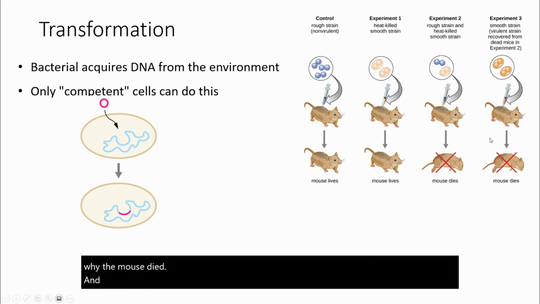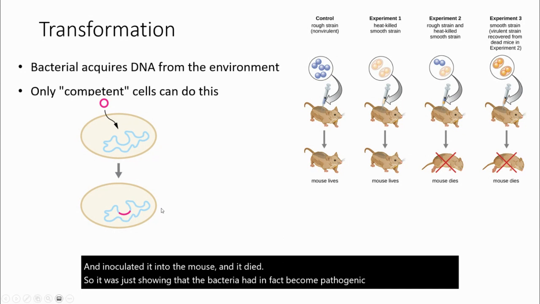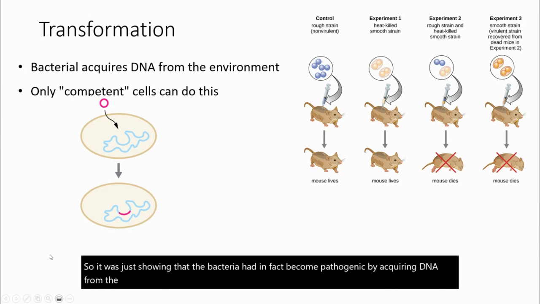And then what they did is they were able to go in and they isolated the virulent strain and inoculated it into the mouse, and it died. So it was just showing that the bacteria had in fact become pathogenic by acquiring DNA from the dead pathogenic bacteria. Pretty snazzy, y'all.